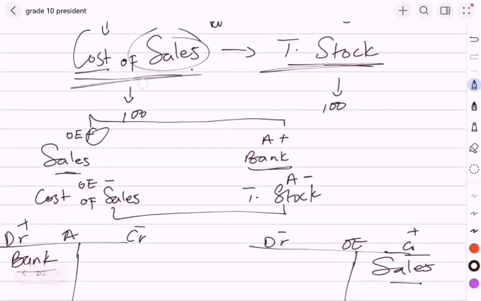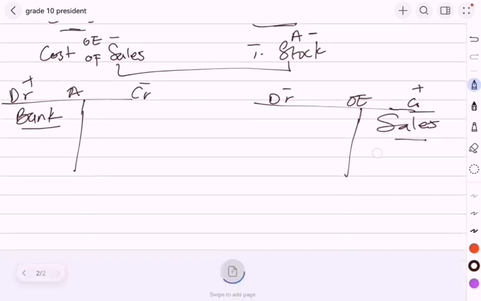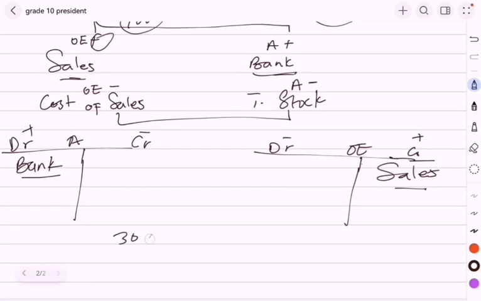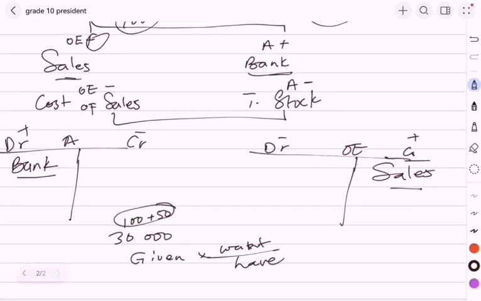Now, for cost of sales, remember I said it doesn't include a markup, right? And the 30,000, that includes your markup of the 50%. So this is what we have. So don't forget the formula. Given times what you want over what you have. Perfect.